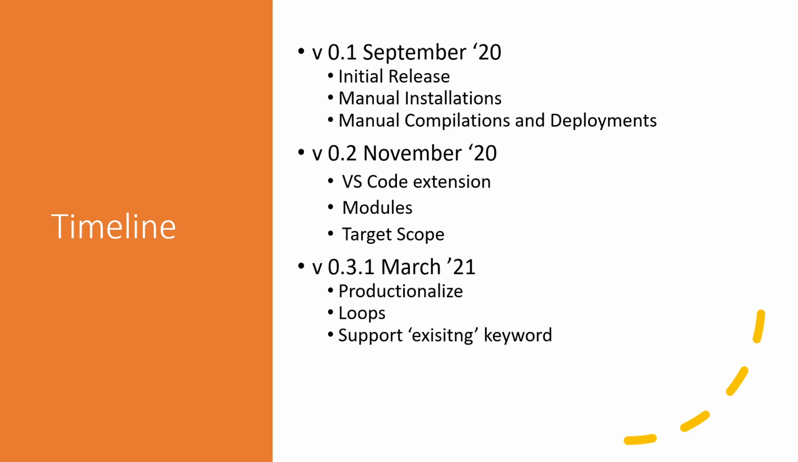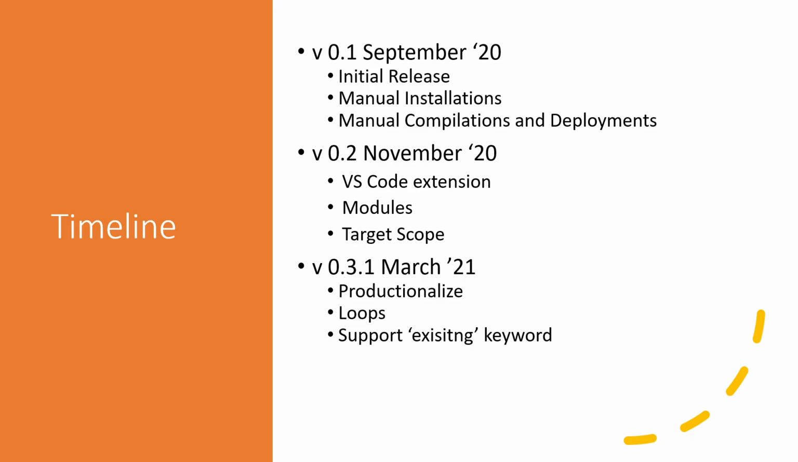So then there was the big release, version 0.3.1 in March 2021. This aligned with the latest Azure Ignite session. So that was a major milestone as it marked Bicep being productionalized, and by that I mean that Azure and Microsoft fully support it. You would start to see Bicep now in Microsoft documentation.